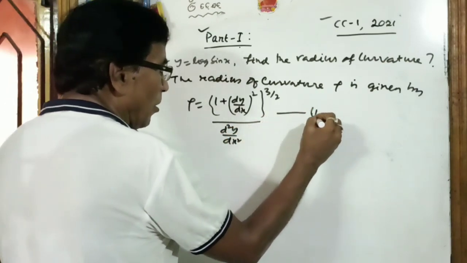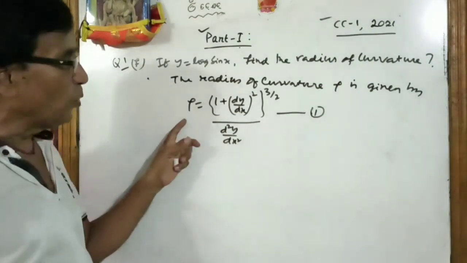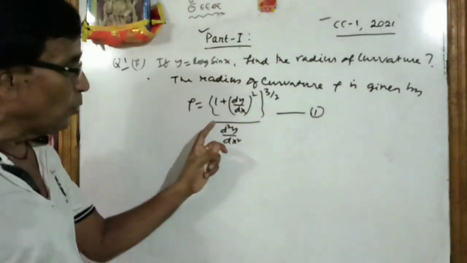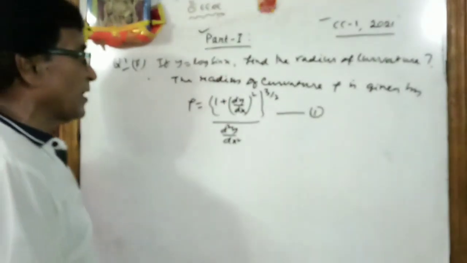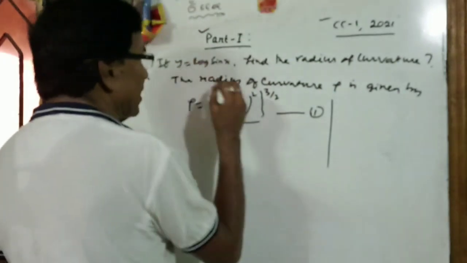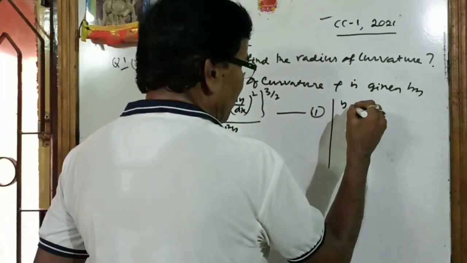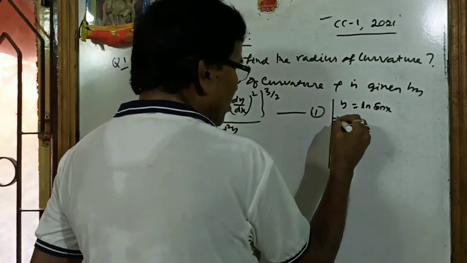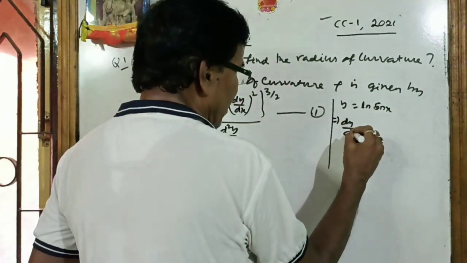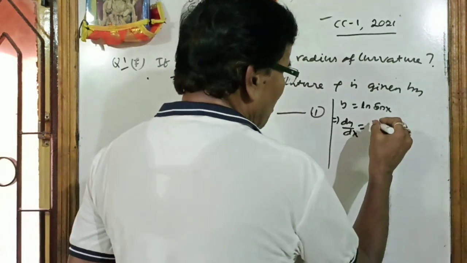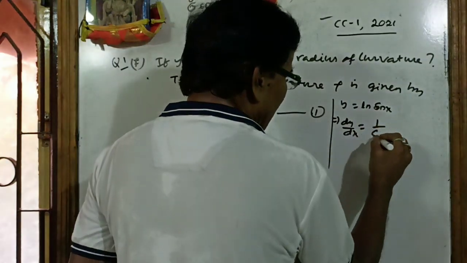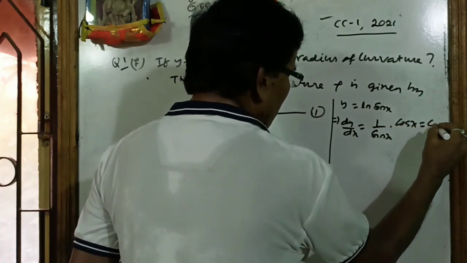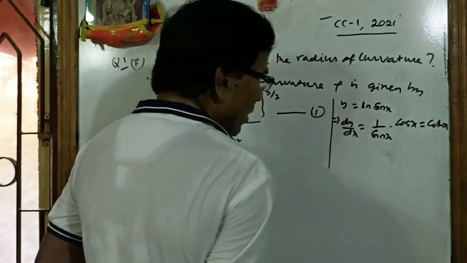We know that always the radius of curvature is given by rho is equal to (1 plus (dy by dx) whole square) whole to the power 3 by 2, divided by d square y by dx square. So now here it is given that y is equal to log of sin x. So first we will find dy by dx. Dy by dx is equal to 1 by sin x into the derivative of sin x, which is cos x. So that becomes cos x by sin x, which is cot x.